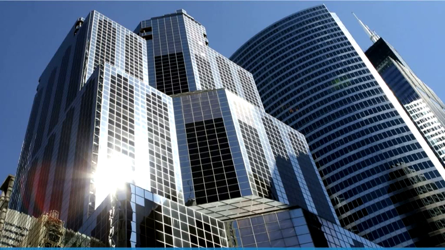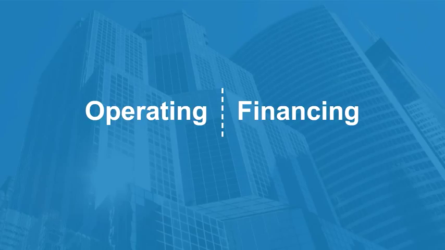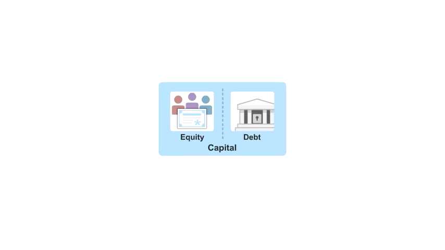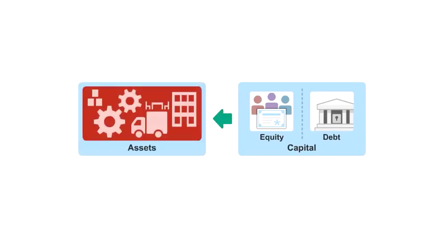Let's take a look at a simple representation of the operating and financing aspects of a business. As we have seen, the capital is vital and generally comes from two sources: from shareholders who provide equity and from banks who provide debt. The managers of a business invest the capital in the fixed and current assets needed to run the business, such as furniture, equipment, vehicles, inventory, and so on.